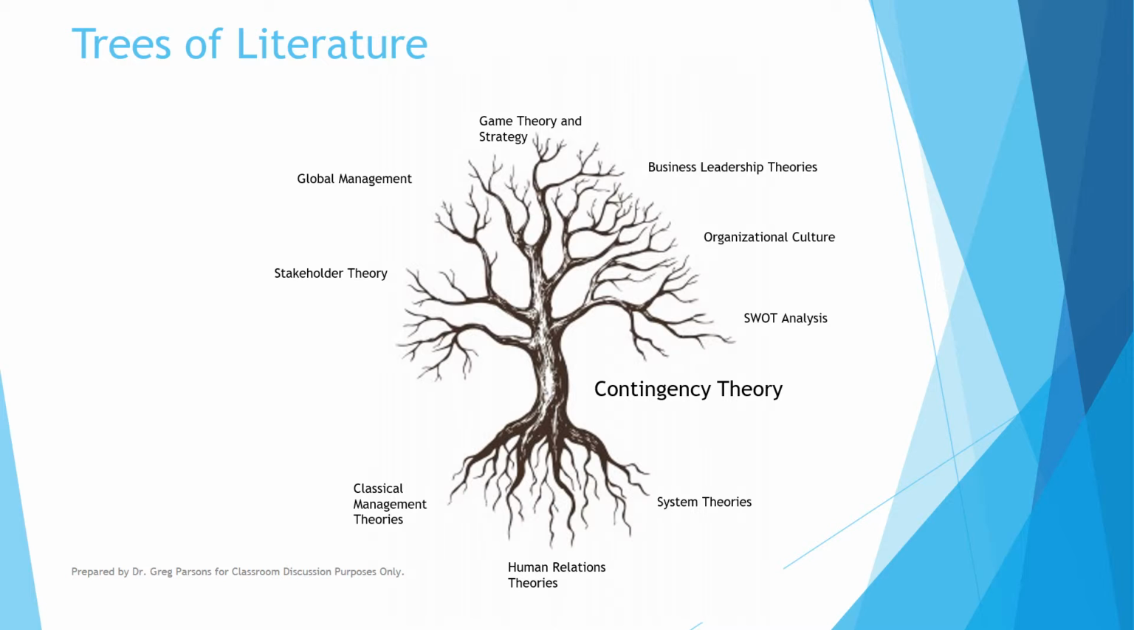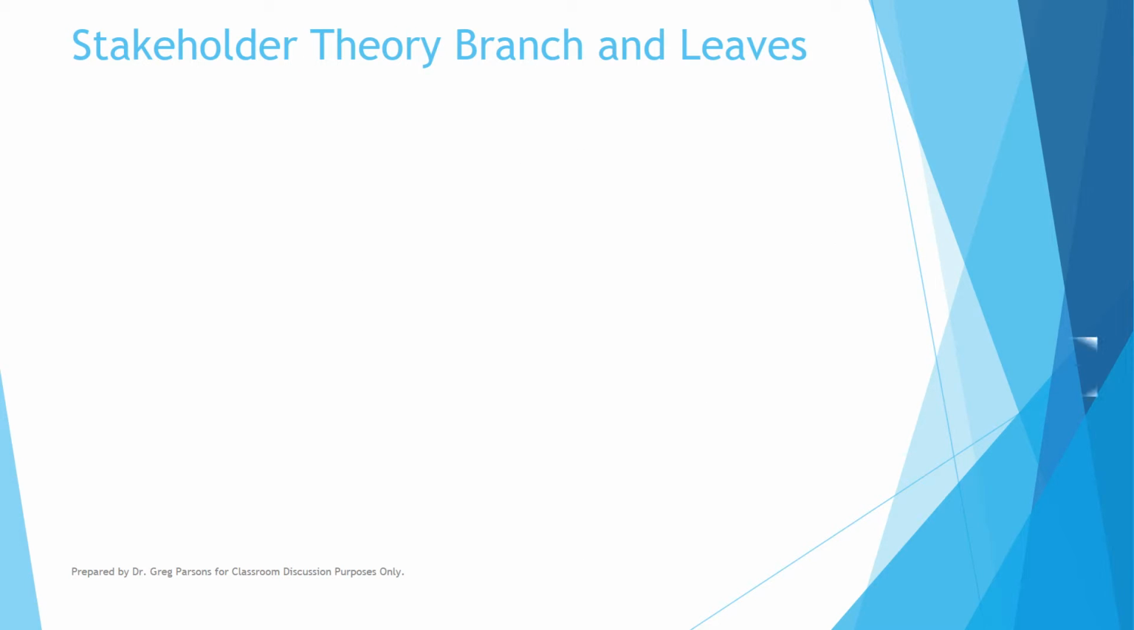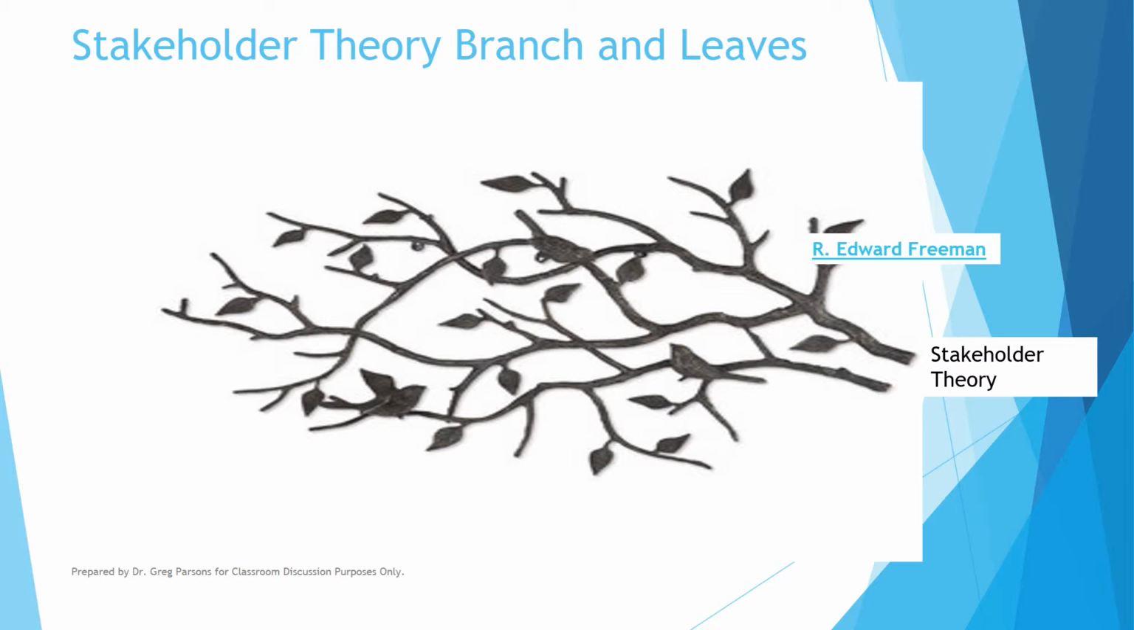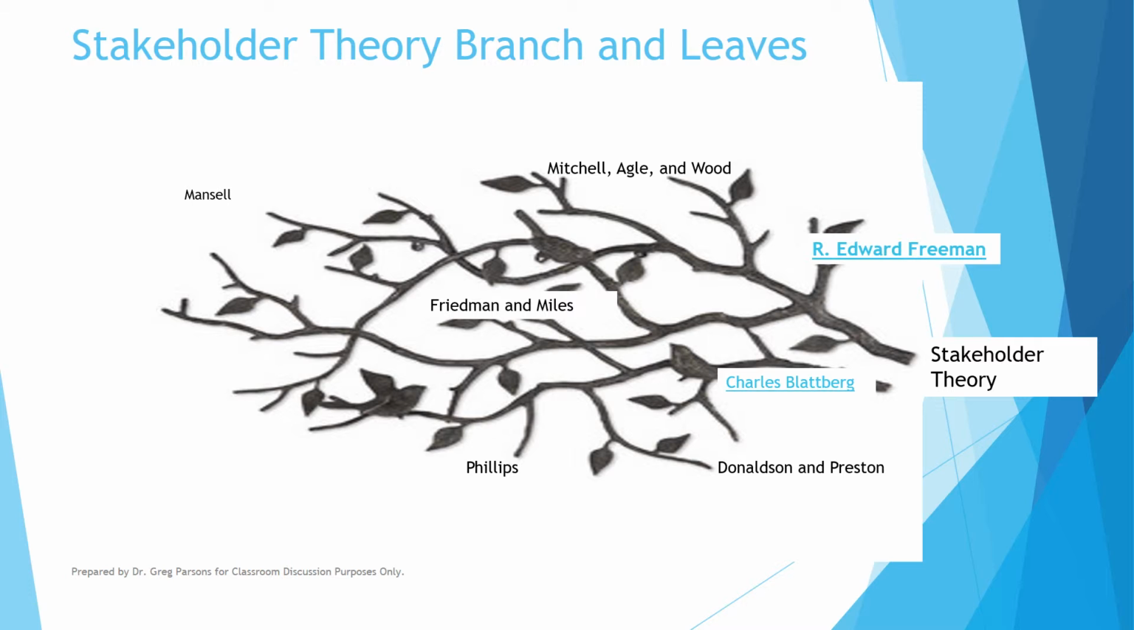So if we take one of these particular branches, for example, stakeholder theory, and we see what happened there, well, stakeholder theory is generally accredited to R. Edward Freeman as the first originator of the theory, and Charles Blattberg was a critic of it, and other people all wrote their particular literature to go along with it, developed their own theories, some in support of the basic stakeholder theory idea, some adding on to it, some enhancing it. But again, it's an idea that a certain theory at one point in time becomes the basis for future theory and future work. And this again defines what we call a stream of literature.